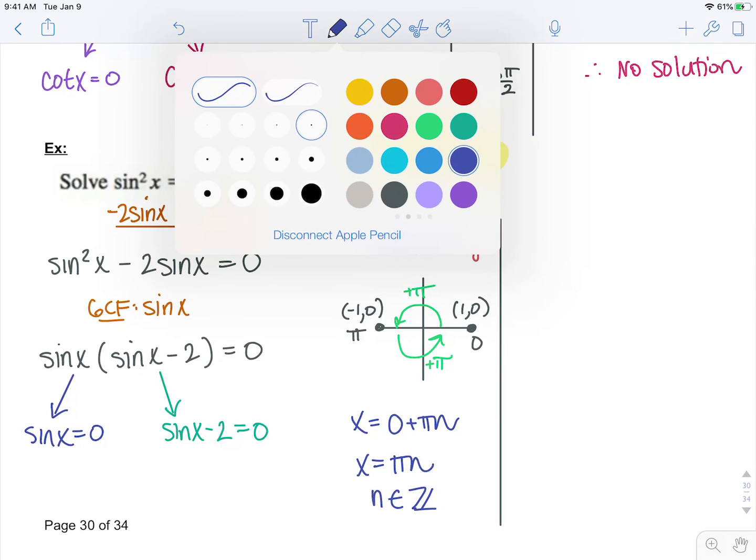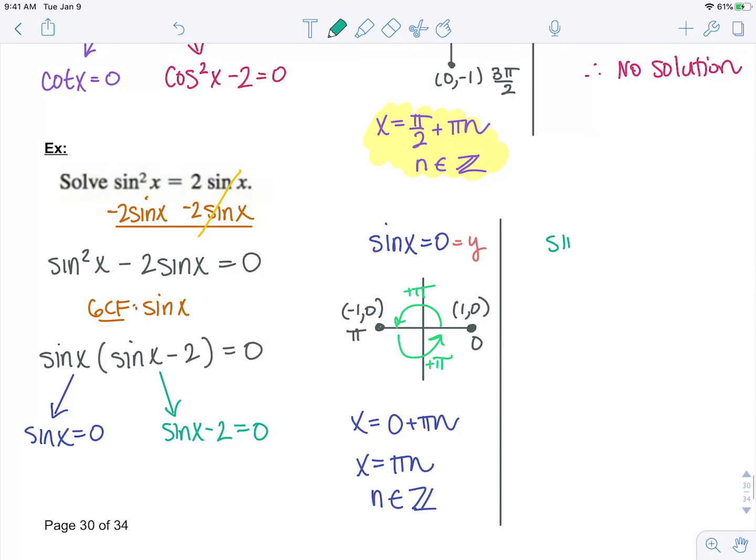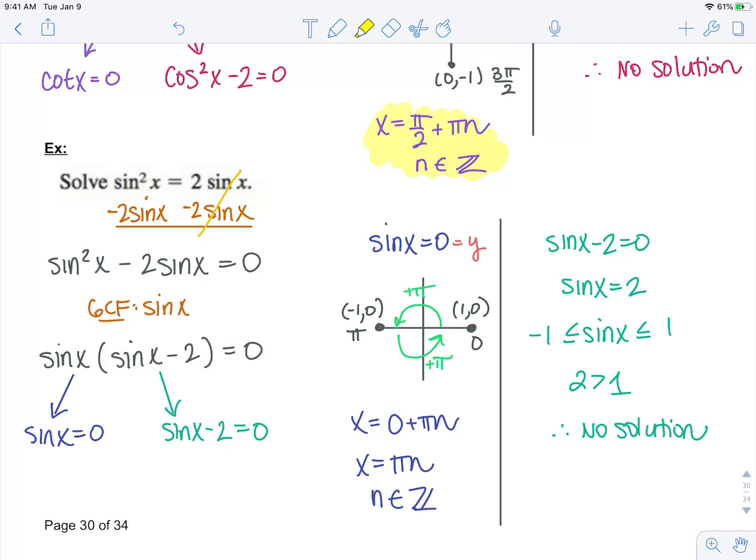So now let's solve the other one. Sine x minus 2 equals 0. So that means sine x equals 2. But remember, sine x in our unit circle always falls between -1 and 1, and 2 is greater than 1. Therefore, there is no solution for this piece on the right. So this is our final answer.